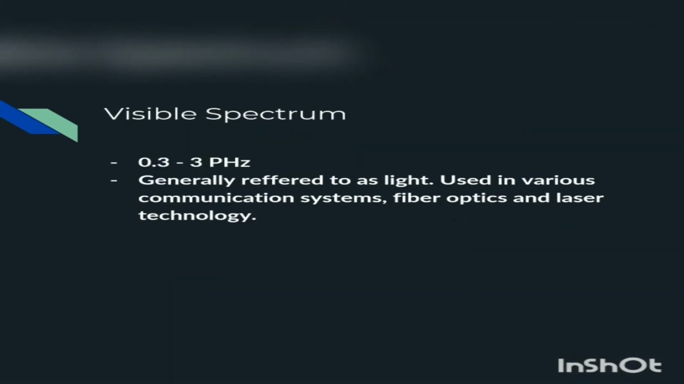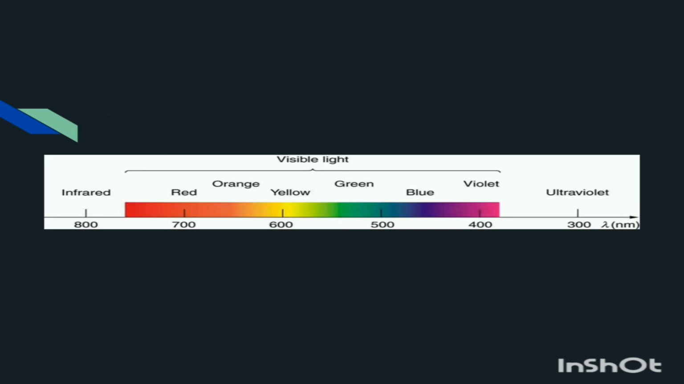Visible spectrum is the portion of the electromagnetic spectrum that is visible to the human eye. A typical human eye will respond to wavelengths from about 390 to 700 nanometers. It has frequencies from about 0.3 to 3 petahertz. This is the range of visible light as shown in the picture.